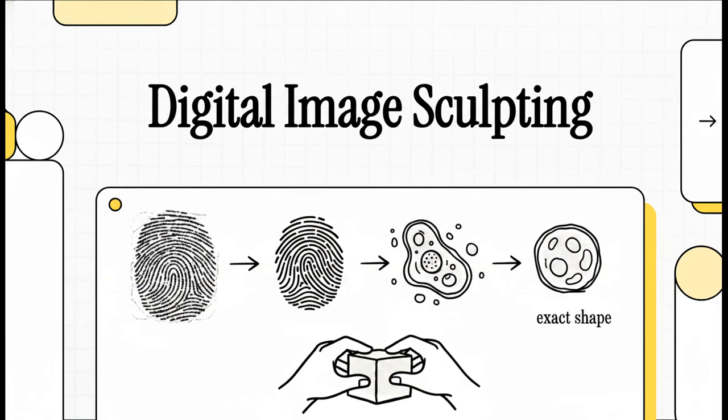Welcome to this explainer. Today, we're going to demystify exactly how computers clean up and sculpt digital images using something called morphology. I mean, have you ever actually stopped to wonder how your smartphone reads a messy, smudged fingerprint perfectly? Or how medical software can extract the exact shape of a cell from a super noisy background? Well, the secret lies in a fascinating set of techniques that basically treat image pixels like digital clay.